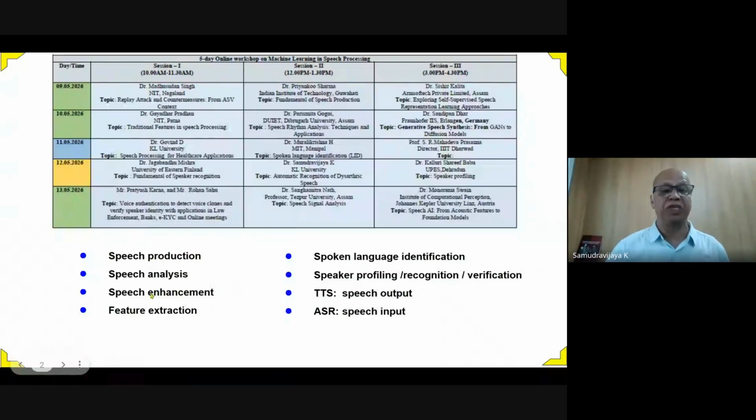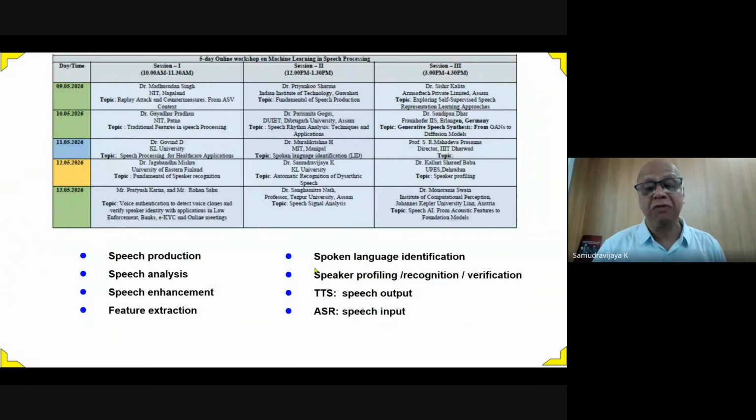Not clearly spoken speech. And to extract information from the speech signal, what kind of features should we extract? There were talks on that also. Then it came to the applications.